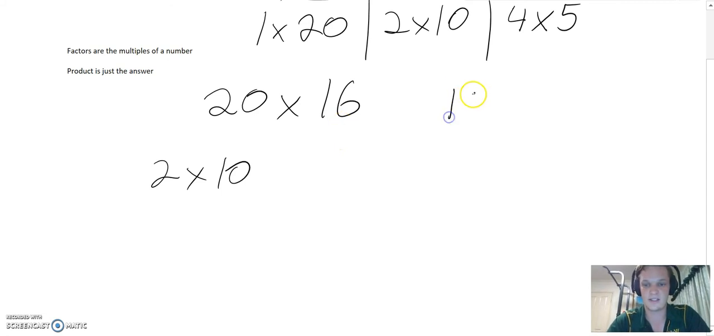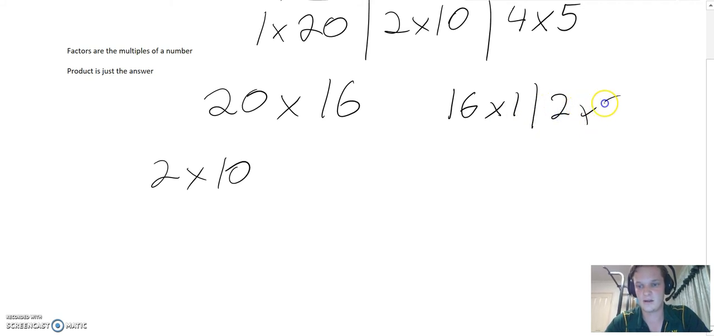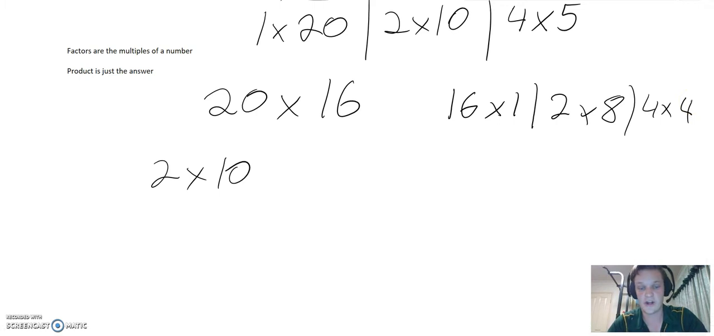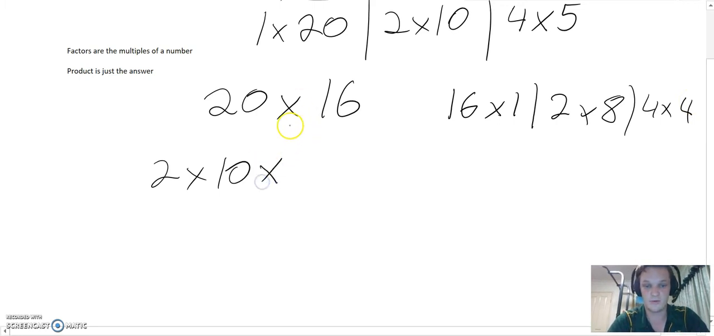We can do 1 and 16, or we could do 2 times 8, or we could do 4 times 4. Again, you can choose the easiest one. I reckon 2 times 8 might be pretty simple, so we'll keep that multiplication. So 2 times 10 times 2 times 8.